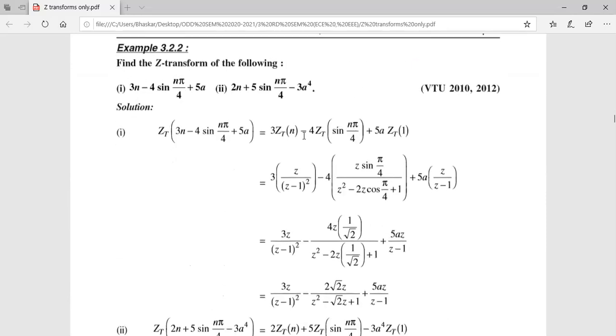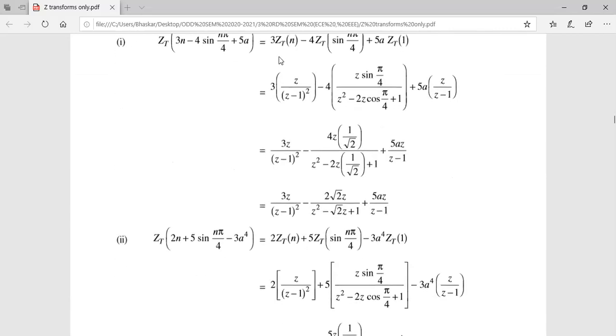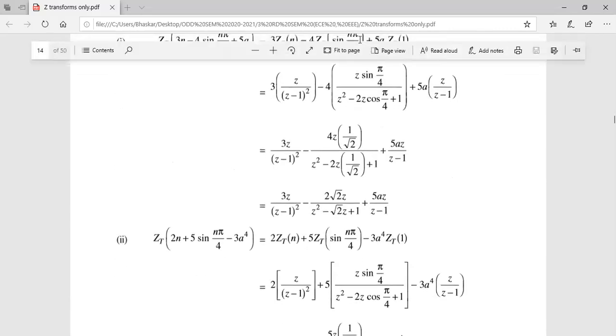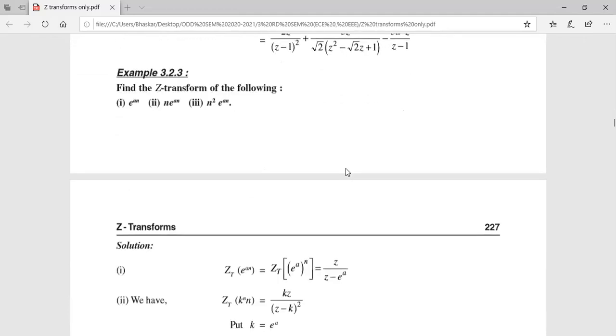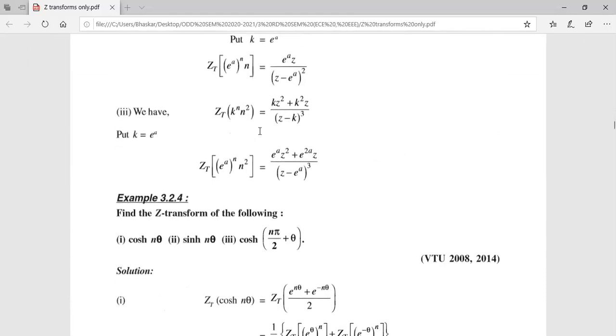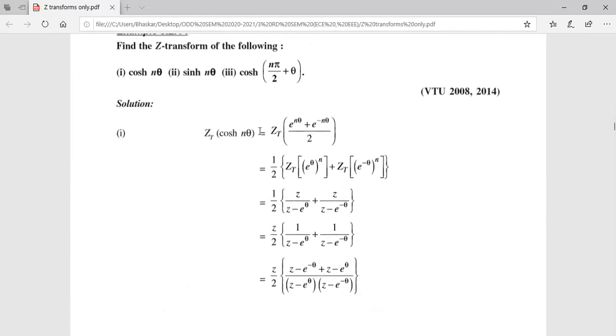Here, 3n minus 4, everything very simple. Next, 4 sin of n pi by 4 plus 5a. Take the Z transform of each function separately. This is the Z transform of sin n theta. Apply it, and we get the results. Okay, now e power an. Everything is the same concept. No need to go more into this.